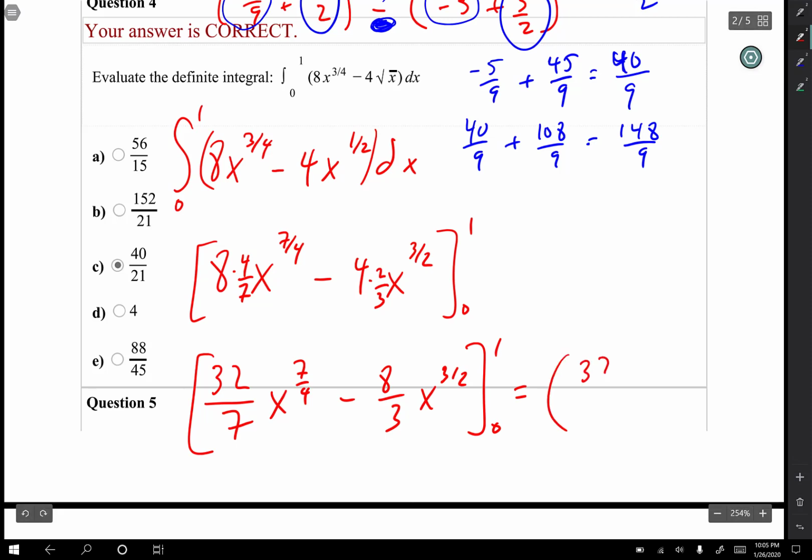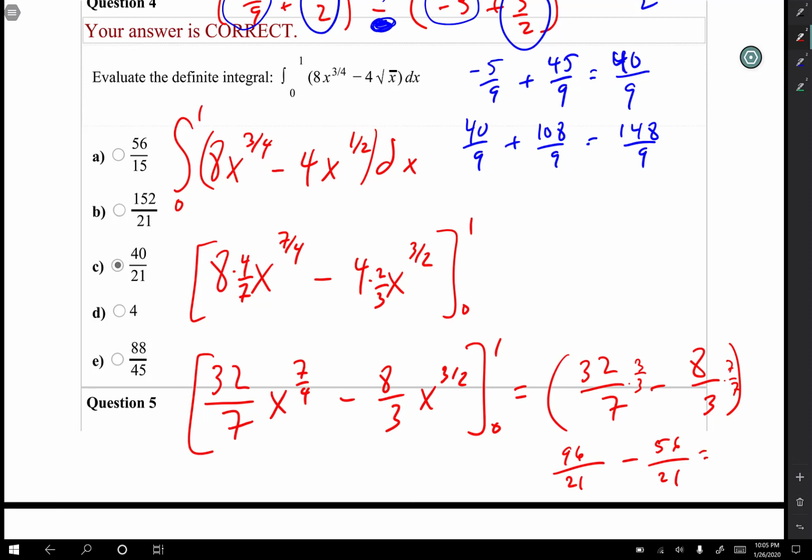So here we go. 32 over 7 minus 8 over 3. So I'm going to get a common denominator, guys. So it looks like it's going to be 21. So multiply this by 3 over 3 and multiply this guy by 7 over 7. So 32 times 3, let's see, 30, 60, 90, and then 2, 4, 6. So it's going to be 96 over 21 minus, and then 8 times 7. So what's that, 56 over 21. And 96 minus 56, the difference is 40. So 40 over 21. So there it is.